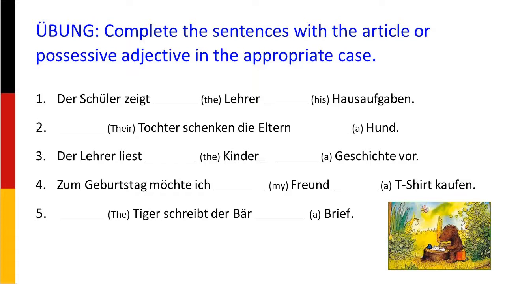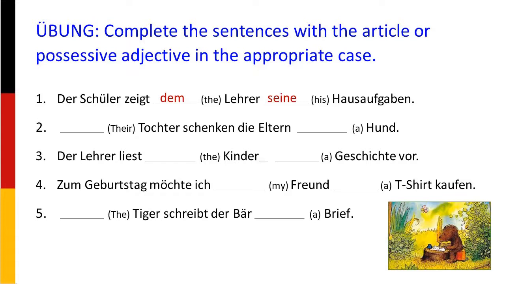The possessive adjective for his is sein, and Hausaufgaben is plural. So the accusative plural ending is e, seine Hausaufgaben. And then to whom is he showing it? He's showing it to the teacher. The teacher is therefore the indirect object. That means it's got to be in the dative case. And teacher is a masculine noun, so we want the masculine dative word for the, which is dem. Der Schüler zeigt dem Lehrer seine Hausaufgaben.